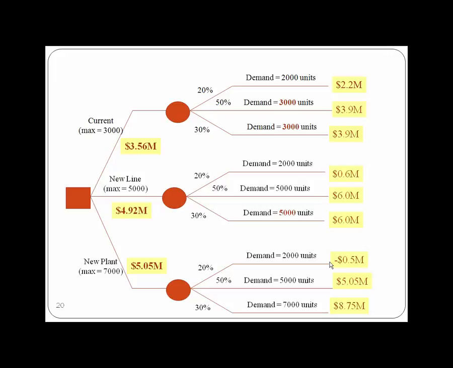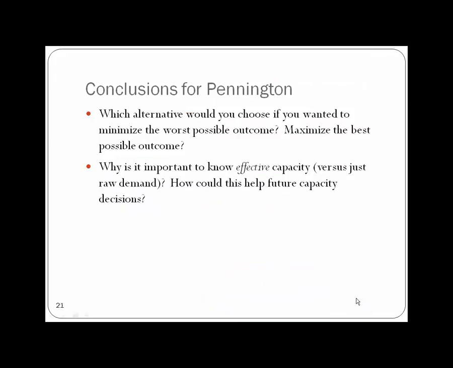Once again, the decision tree and the expected value analysis doesn't make the decision for us. It simply structures the data in a meaningful way. The second question, why is it important to know effective capacity versus just raw or potential demand? Well, obviously in this case, if we didn't understand what the capacity limits were for the options, then we wouldn't be able to correctly figure out how much of the demand we could meet.